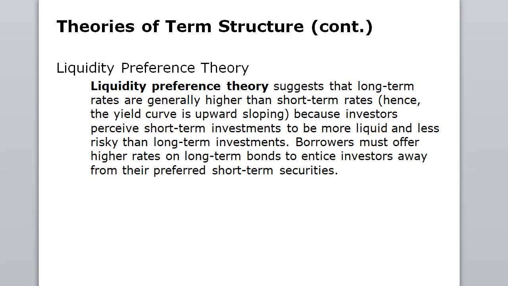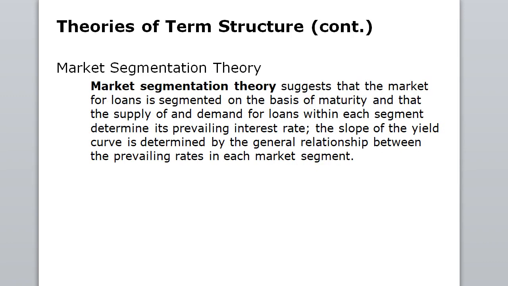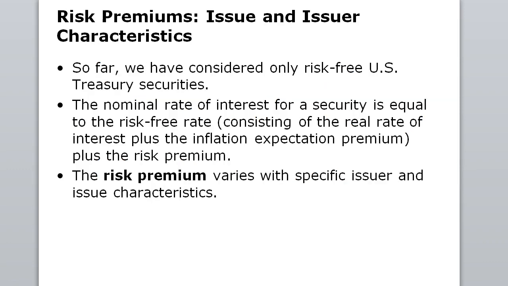And that's another theory. Market segmentation theory says that the loan market is divided into segments on the basis of maturity, with supply and demand within each loan segment. So short-term, mid-term, and long-term loan segments have nothing to do with each other. They have their own separate supply and demand mix, and that's what is going to create the prevailing rates in each market segment in the yield curve.